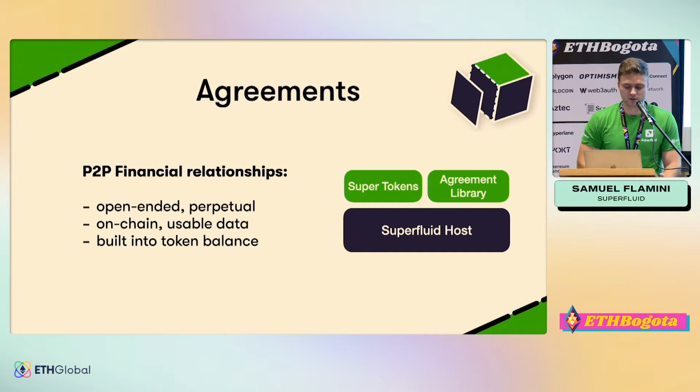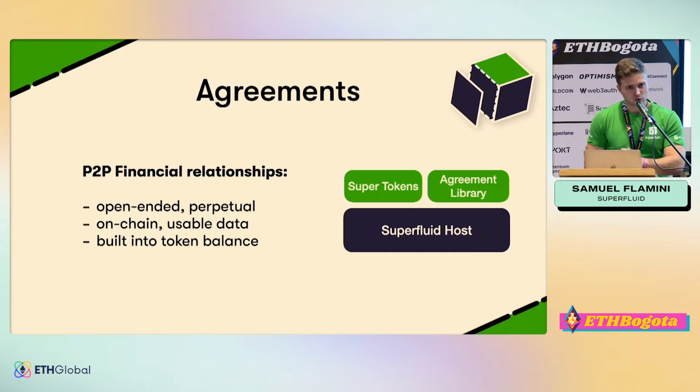So what are agreements? Well, these agreements are peer-to-peer financial relationships that are open-ended and perpetual between 2 accounts, right? Or potentially more than 2 accounts, right? When I create an agreement to stream you money, what's happening is I send a transaction on chain, which agrees to stream you a certain number of tokens per second. And that amount of tokens that I'm streaming you per second is actually built directly into the token balance.